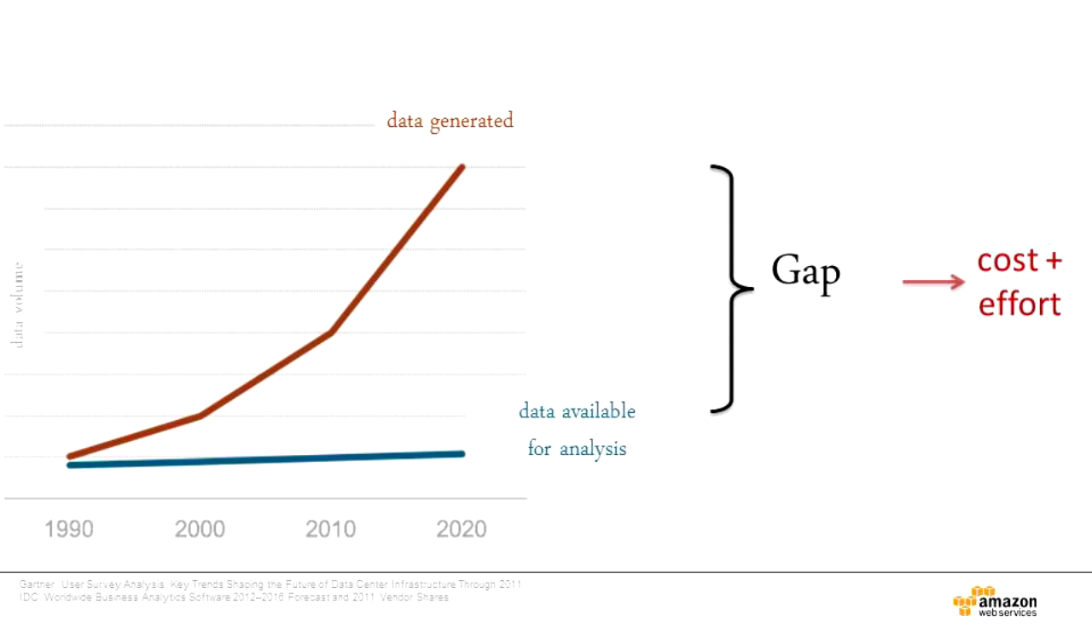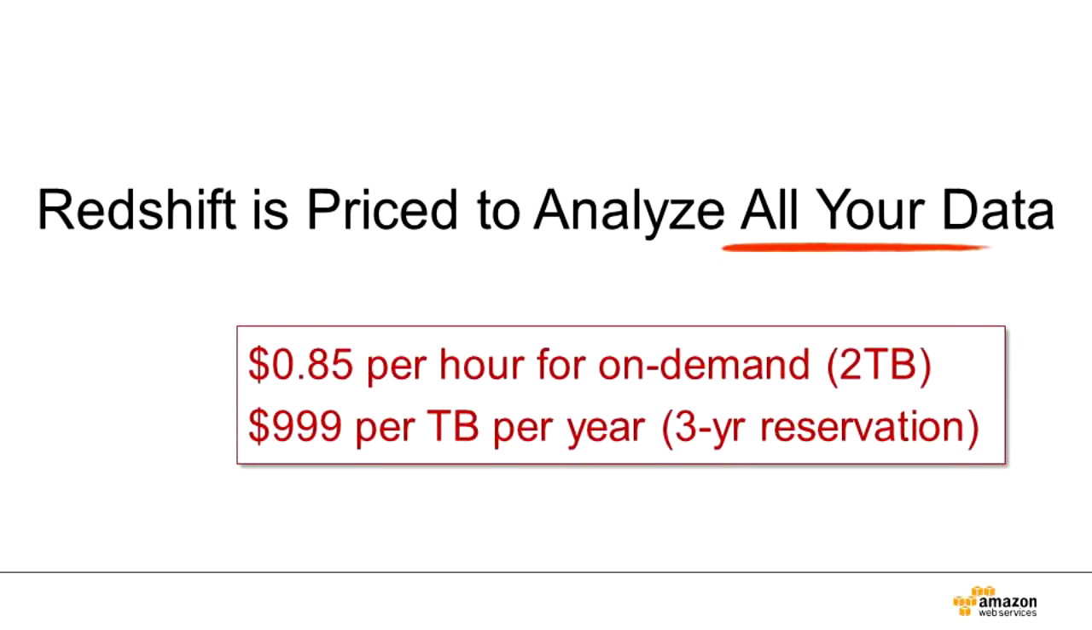So Redshift aims to change that equation in a number of ways. One is to make it super agile and very fast, easy to spin up a cluster, move data in, and resize if you need to, with just a few clicks of the mouse. On the other hand, it's also designed to be priced for analysis of all your data. So really two metrics there: 85 cents an hour for on-demand will get you a 2 terabyte instance, and of course you scale it by each of those instances. So 4XL will be 4 times that number.